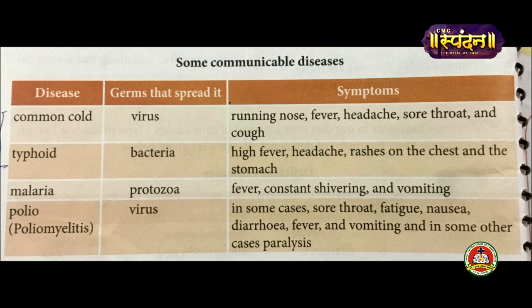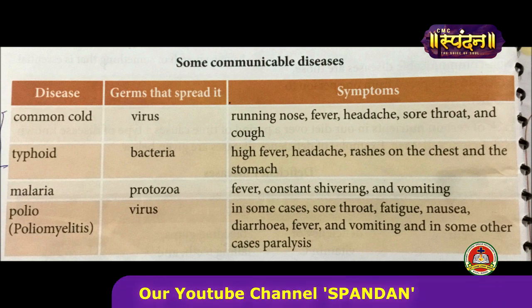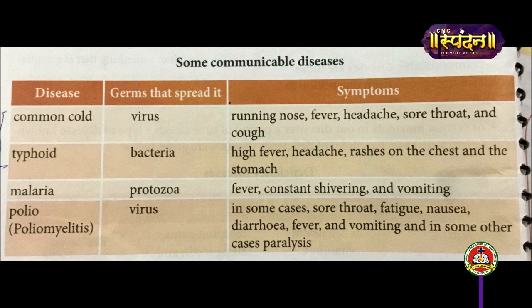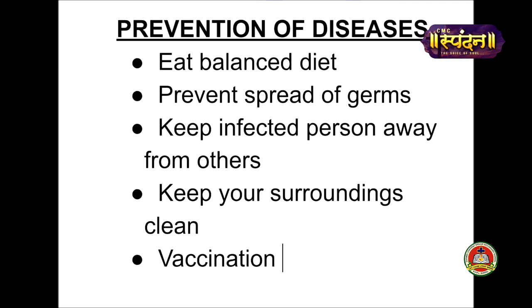The third disease is malaria, which is caused by a protozoa and especially by a special kind of mosquito. And in this disease you will have fever, constant shivering and vomiting. Then polio. Polio is caused by a virus. In some cases, you will have sore throat, fatigue, nausea, diarrhea, and you may vomit, or it may sometimes cause paralysis also.